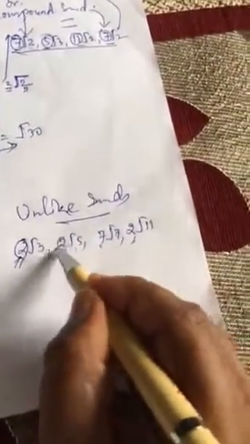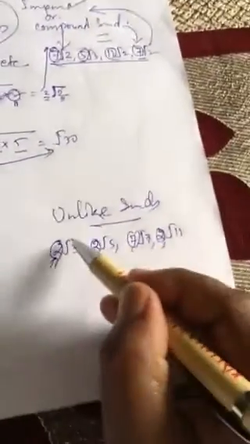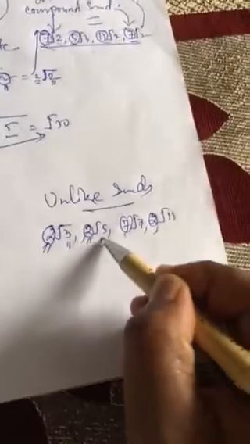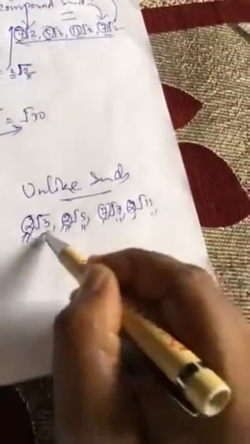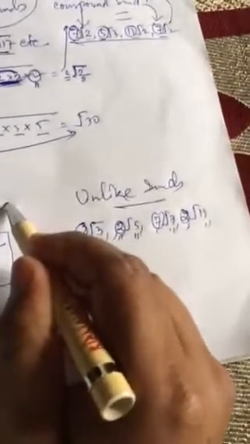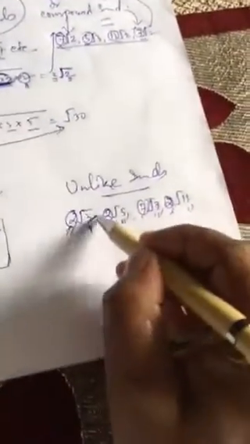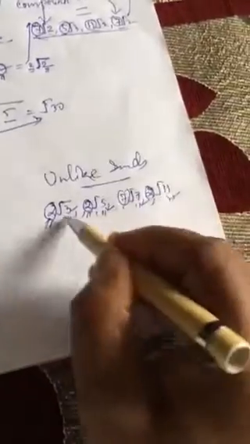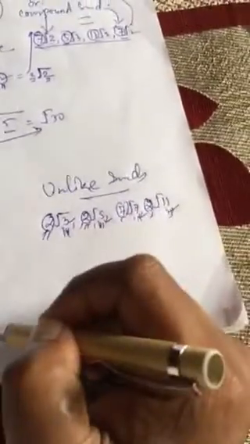You don't have to bother about the coefficients. You don't have to look at the coefficient also. You have to see the number which is under the root. If the numbers under the roots are the same, then they are like surds. If they are different, they are unlike. Very simple. Root 3, root 5, root 7, root 11, all root numbers are different. So these are unlike surds.